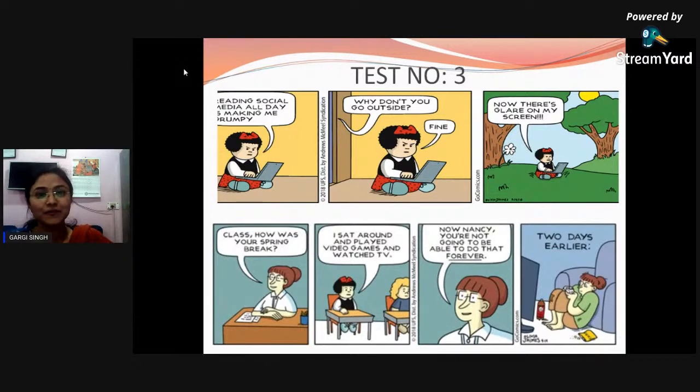So this is your comic strip. I hope you have understood. Okay, the meaning of grumpy is feeling low, feeling dizzy. When you feel dizzy, that is grumpy. It's important for you to know the meanings to understand the real message of any comic strip or any text. Grumpy means to feel dizzy. Okay, so let's see the questions.